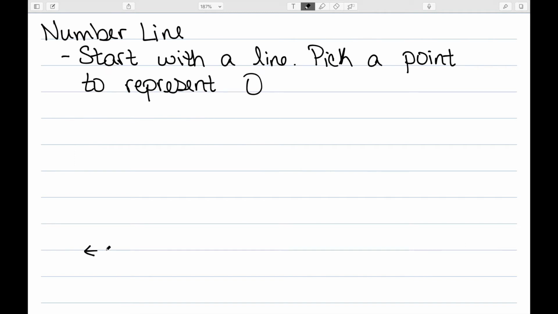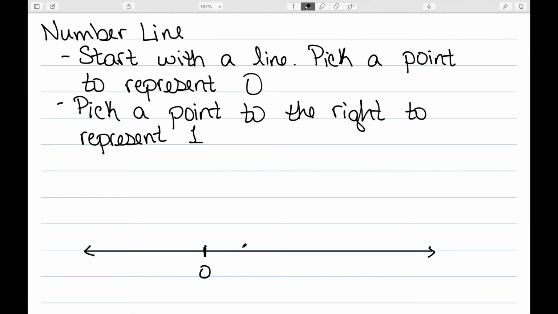For a number line, the first step is to actually just start with a line and pick some point, we'll say this point here, to be 0. We then pick a point somewhere to the right to represent 1. And this distance from 0 to 1 right here, so the distance here, this is known as a unit. And the choice of unit is known as the scale.